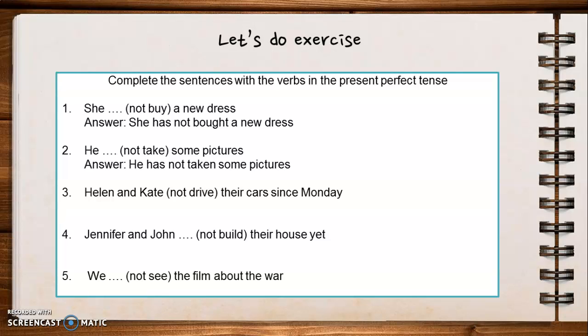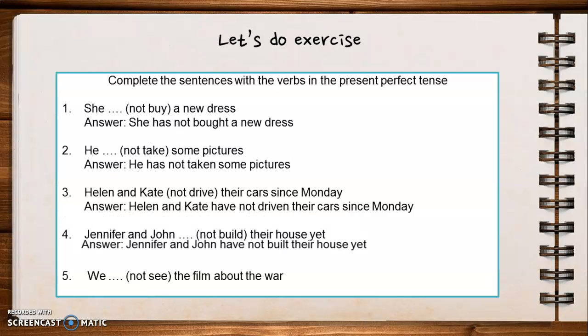Okay, next, number 3, Helen and Kate not drive their car since Monday. So the answer will be, Helen and Kate haven't driven their car since Monday. So jangan terkecoh di sini Helen and Kate. Helen and Kate becomes they. They will be used have, ya. Not has.